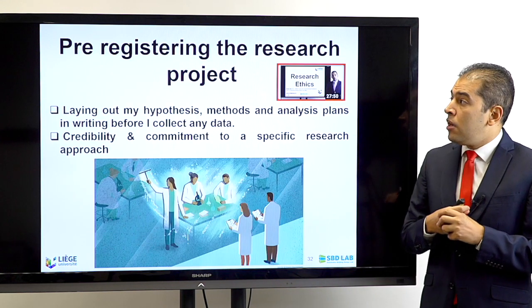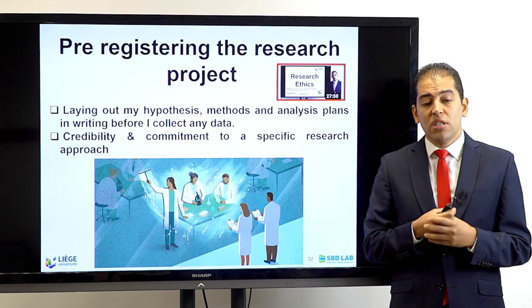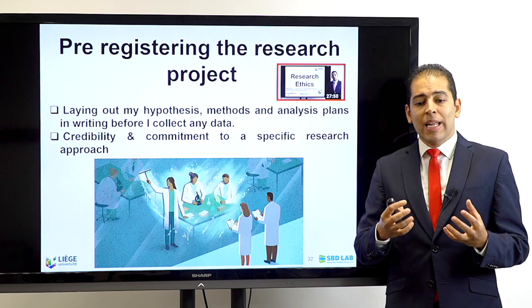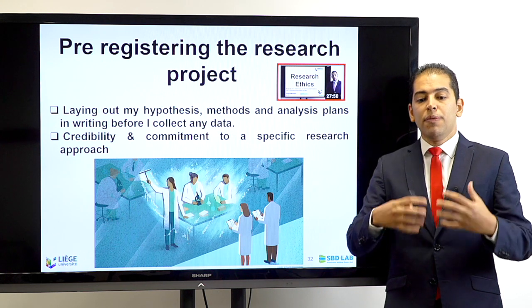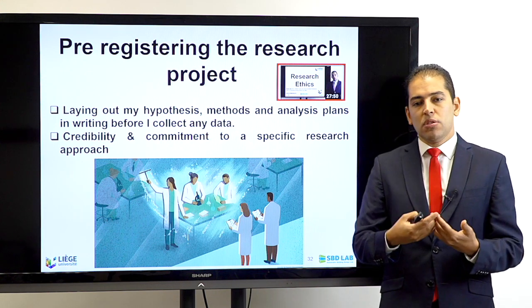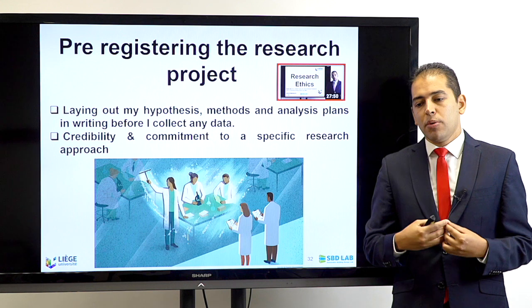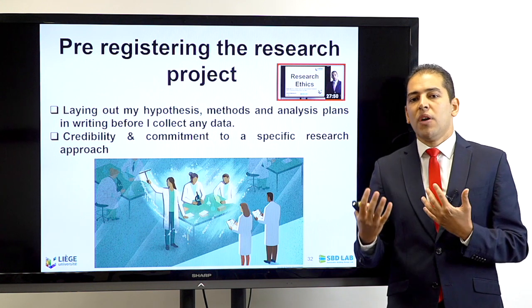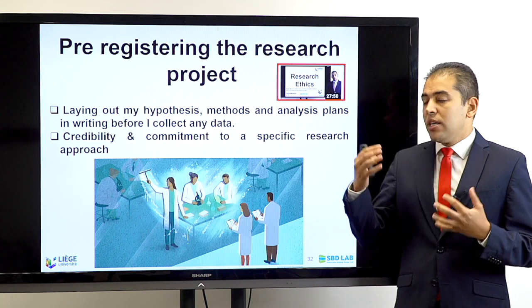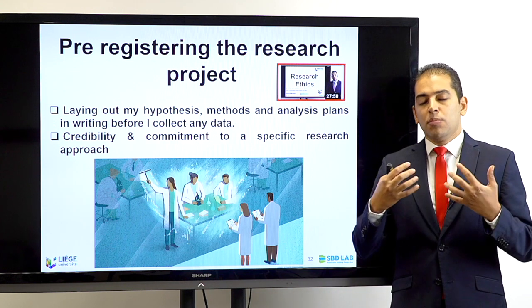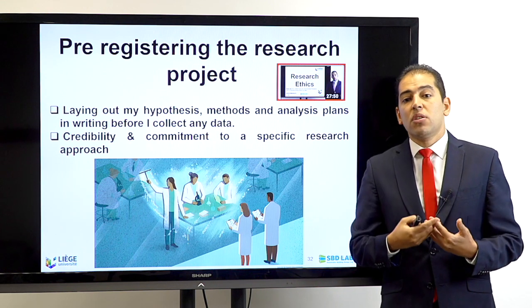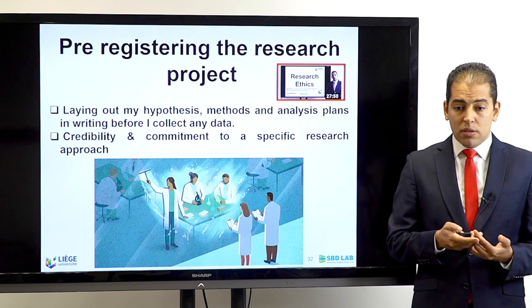Then comes the pre-registration of our research project. It's highly recommended that we lay out our hypotheses, methods, and analysis in writing before I start collecting my data. This is a best practice. It shows that you will be consistent and that you designed your approach and that you will not react depending on the findings or depending on the results. So that's a best practice, and it brings credibility to your work. It brings a positive reputation for you. It shows your commitment to a specific research approach, and this is a best practice.